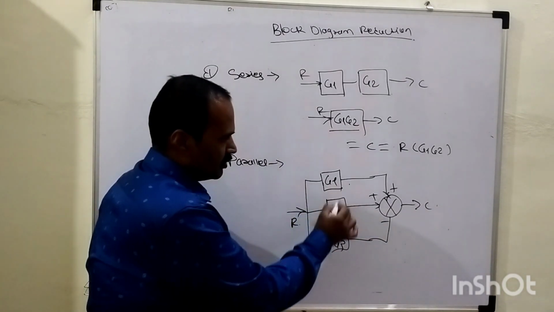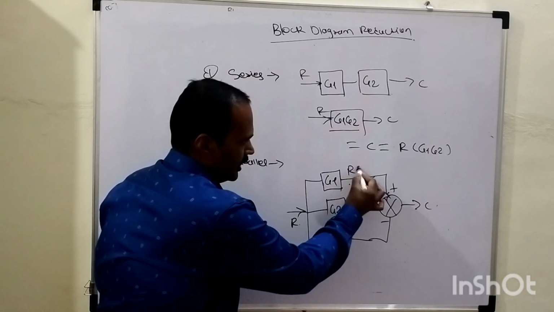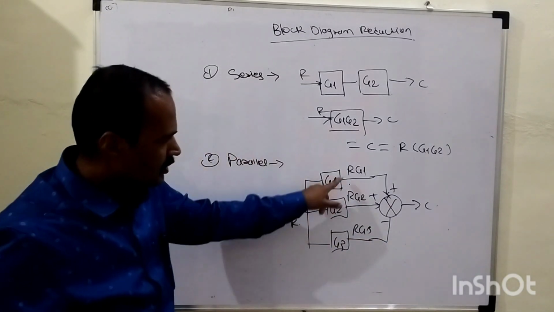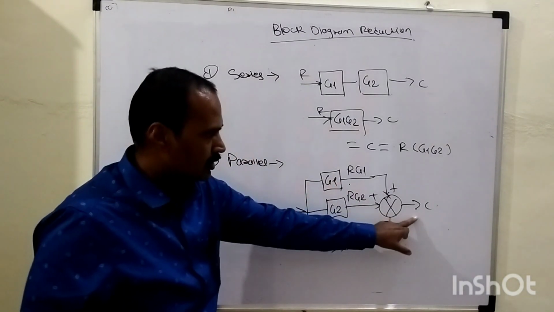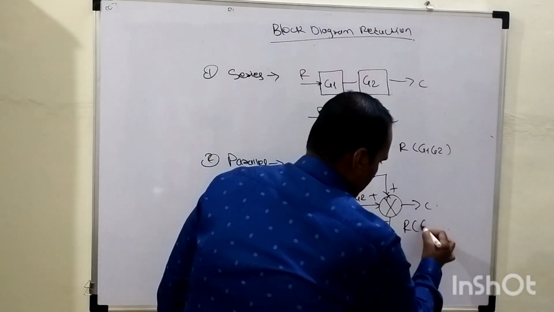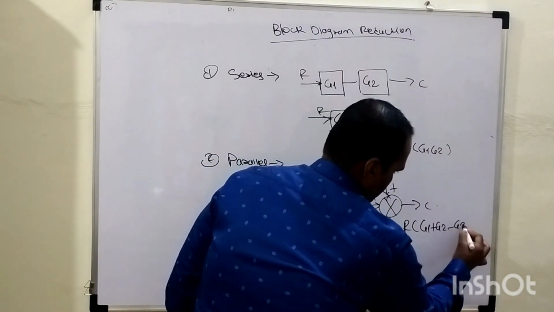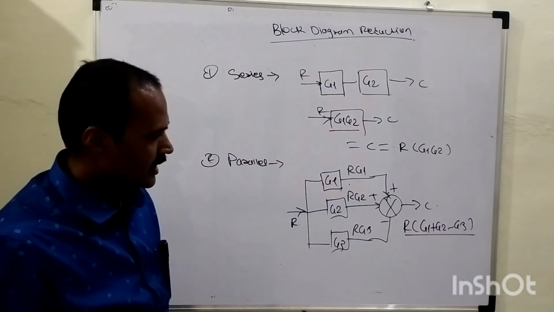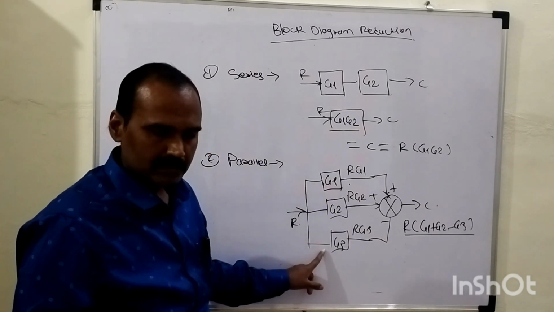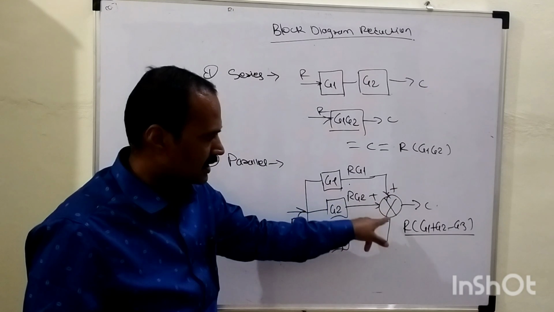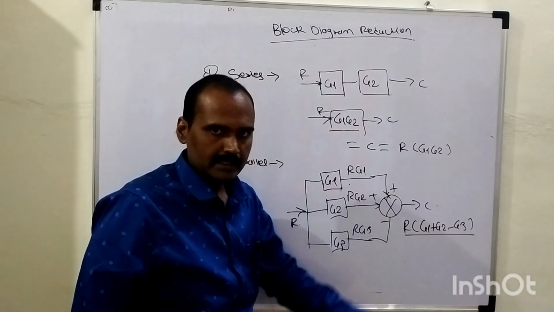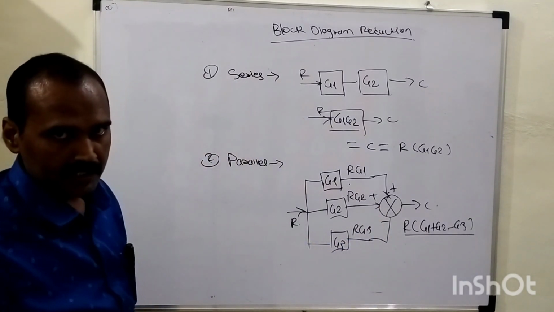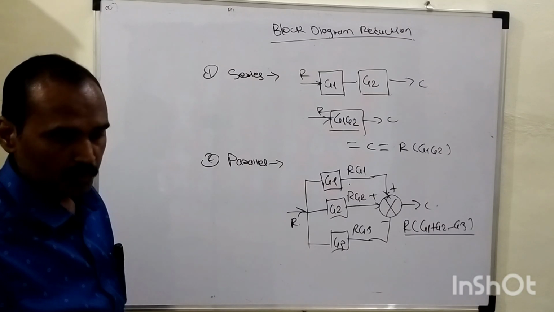As I told you earlier, the output of the first block is gain multiplied by input, so R into G1. Similarly, R times G2 and R times G3, because the same input is given. So C equals what here? C equals R times G1 plus G2 minus G3, right? This is how rule number 2 shows that whenever multiple signals are connected in shunt form, according to the mathematical sign, they are either added or subtracted with each other with the help of the summing point, right? So this is reduction rule number 2.